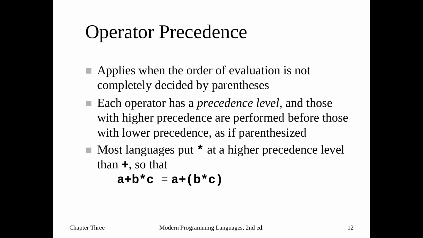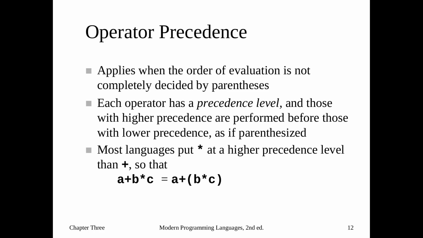So what we need to do is understand how operator precedence works. It basically applies when the order of evaluation is not completely decided by parentheses, right? Although we could easily use parentheses to have the highest precedence and allow that to control, we shouldn't have to add parentheses at all times. We should have an understanding of the precedence order, right?